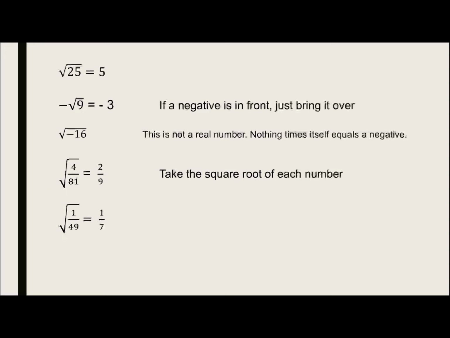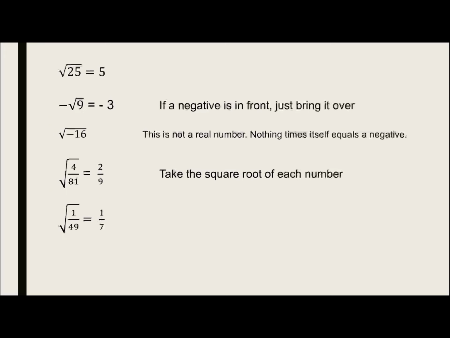The square root of negative 9, you would take the square root of 9, which is 3, and leave that negative in the front. Okay, but what about the square root of negative 16? What if the negative's inside? This is not a real number because nothing times itself equals a negative. So the square root of negative 16 we say is not a real number.